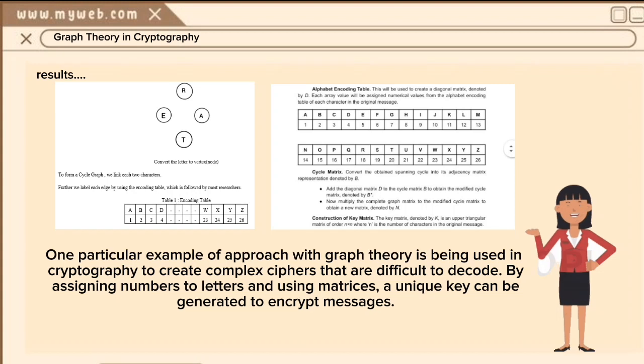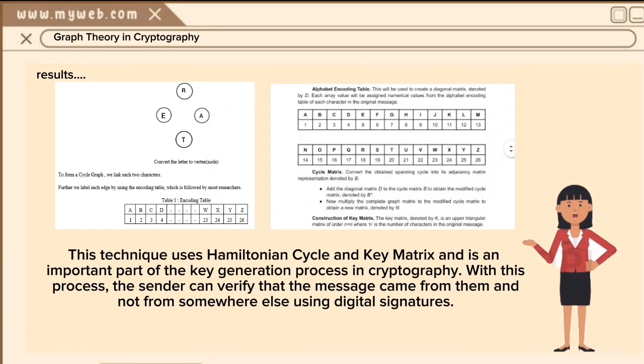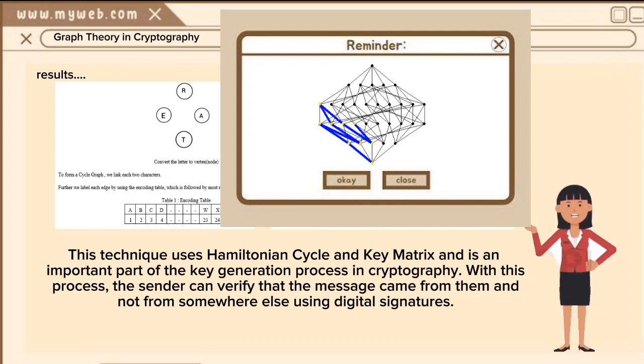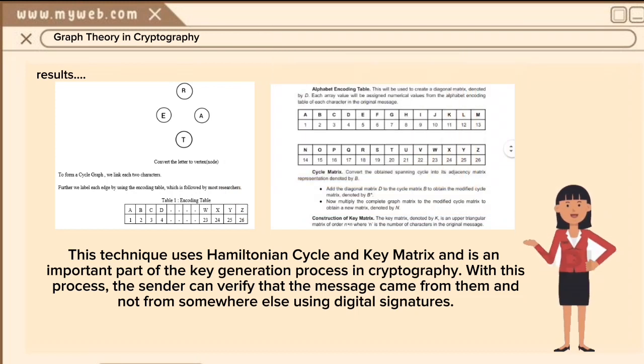One particular example of an approach with graph theory being used in cryptography is to create complex ciphers that are difficult to decode. By assigning numbers to letters and using matrices, a unique key can be generated to encrypt messages. This technique uses a Hamiltonian cycle and key matrix, and is an important part of the key generation process in cryptography.